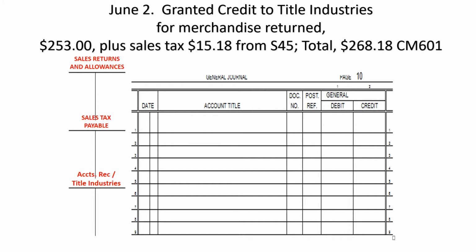So in this case, what we're going to do is the sales return. The total price of the sale was $253. That was the original price of the sale, so we're going to debit that. And again, we're debiting sales returns and allowances because that is designed to lower the book value of sales.